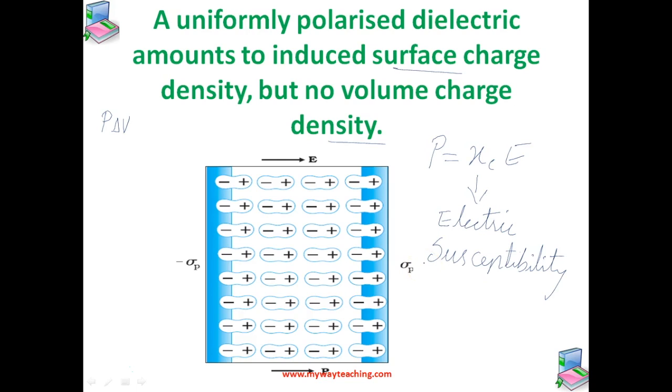Thus, the total field in the dielectric is thereby reduced from the case when no dielectric is present. We should note that the surface charge density plus or minus sigma p arises from bound charges in the dielectric.